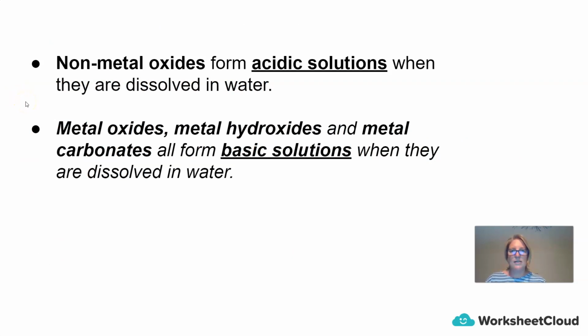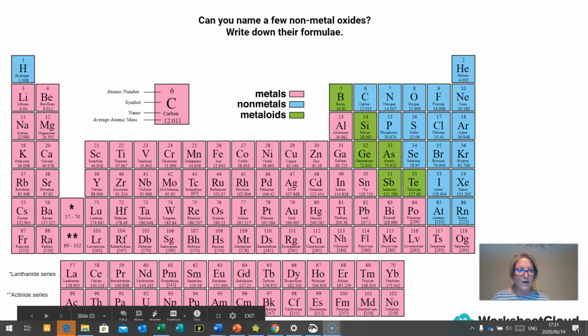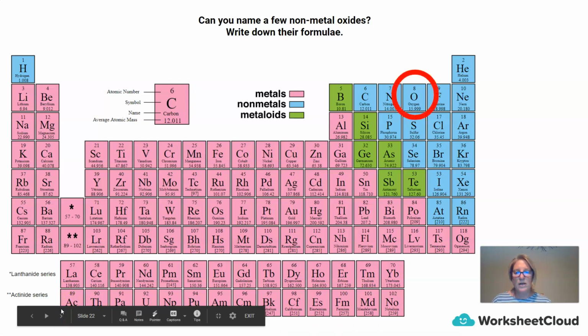So non-metal oxides form acidic solutions when they are dissolved in water. Metal oxides, metal hydroxides, and metal carbonates all form basic solutions when they are dissolved in water. Can you name a few non-metal oxides and write down their formula? So if we have a look at the periodic table, let's start by finding oxygen. So there's oxygen, and we are going to look at some non-metal oxides. So we'll look at carbon, and we will look at sulfur.